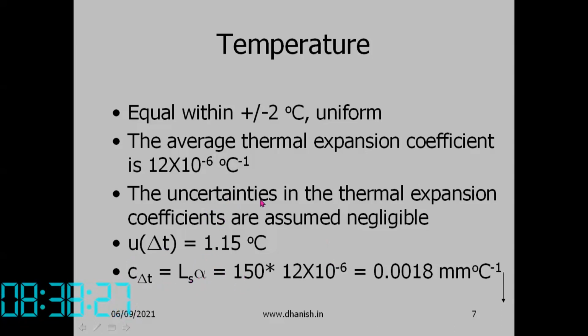So Ls is 150, alpha is 12 × 10⁻⁶. So this is the coefficient of thermal expansion for steel. So that is 0.0018 millimeter per degree Celsius. This is the sensitivity of the reading to changes in temperature.